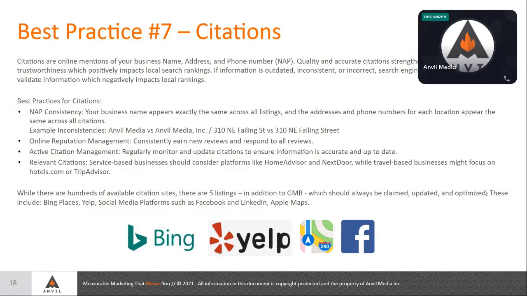Lastly, as I mentioned, there are hundreds of available citation sites, but there are five main listings in addition to your Google My Business that should always be claimed, updated, and fully optimized. Those would be Bing Places, Yelp, your social media platforms, mostly Facebook and LinkedIn, and Apple Maps. The reason these are the most important is because they are the most popular or most visited citation sites.